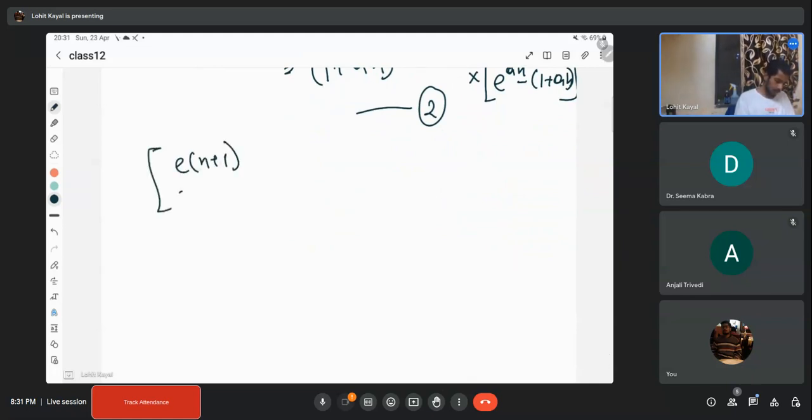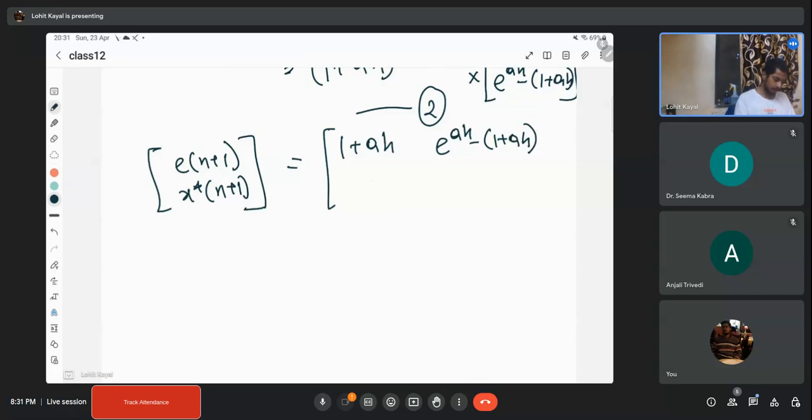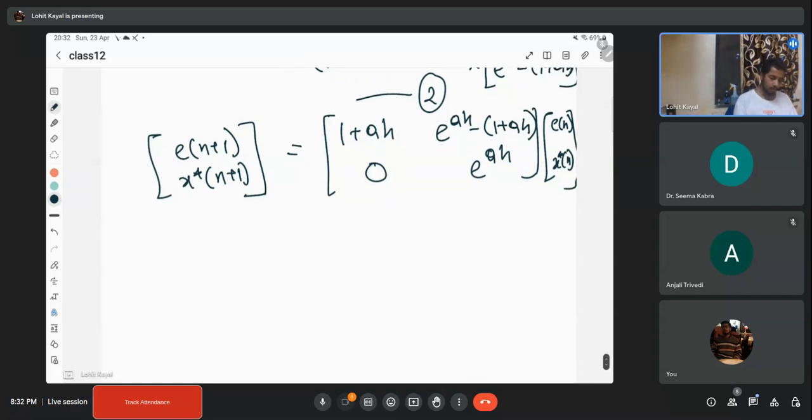Plus 1 start in plus 1 equal to 1 plus a h, e to the power h minus 1, plus a h 0 to the power a h, in x star of. Okay. Now the solution will be stable only when the eigenvalues of this matrix are strictly less than 1.